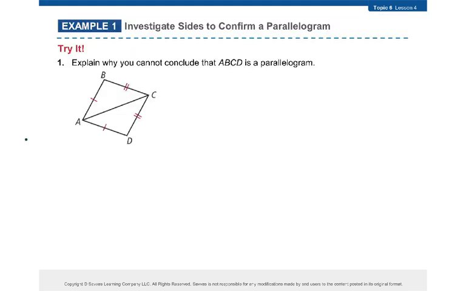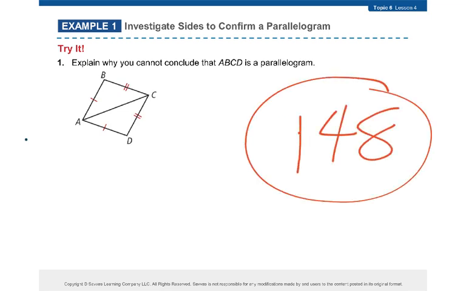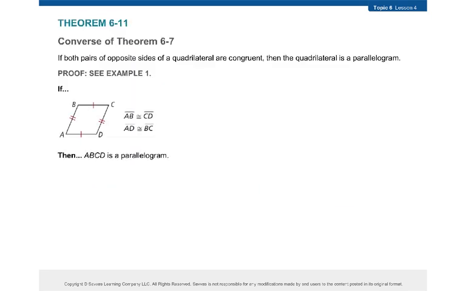All right, so let's have example 1, investigating sides to confirm a parallelogram. This is on page 148 of your workbook. Answer that one. Explain why you cannot conclude that ABCD is a parallelogram. So why is this not a parallelogram? Take note of the properties of a parallelogram. Make that your reference in order for you to explain why you cannot consider this one as a parallelogram.